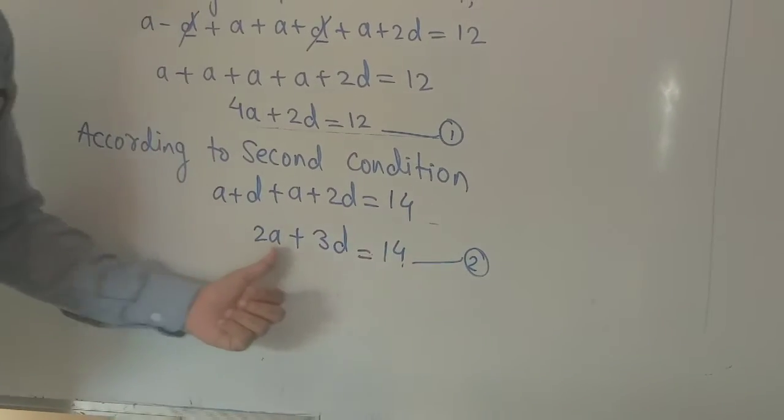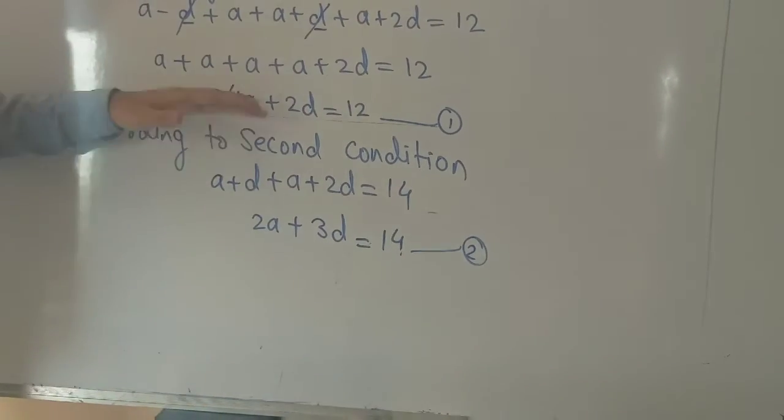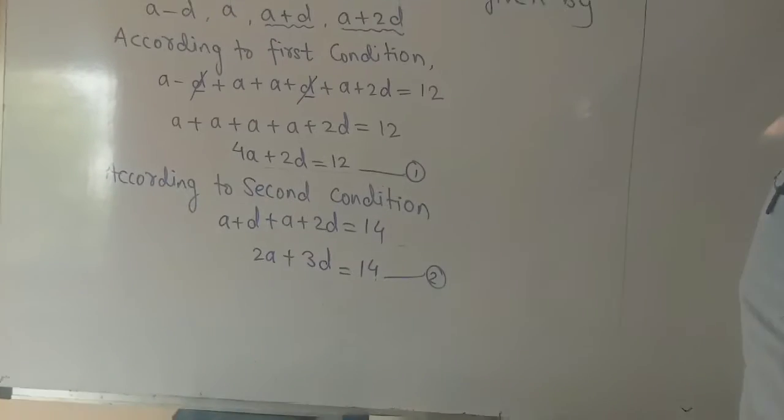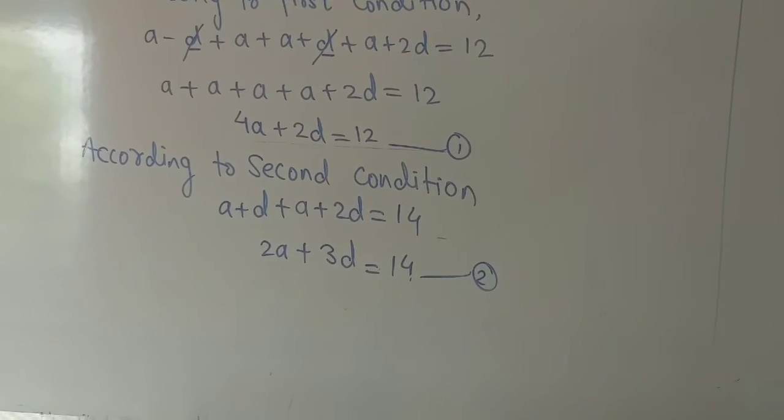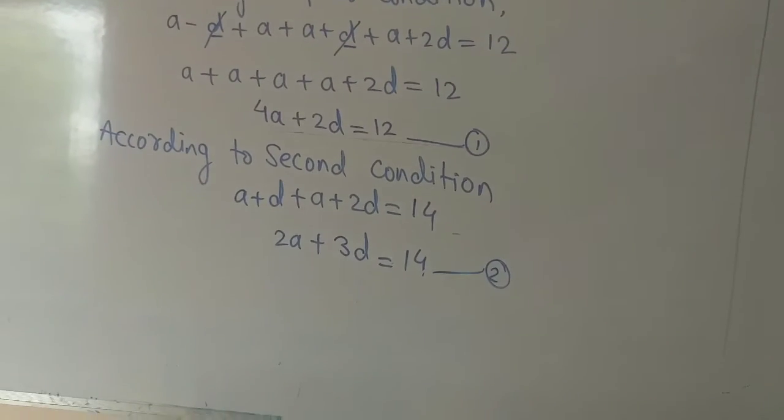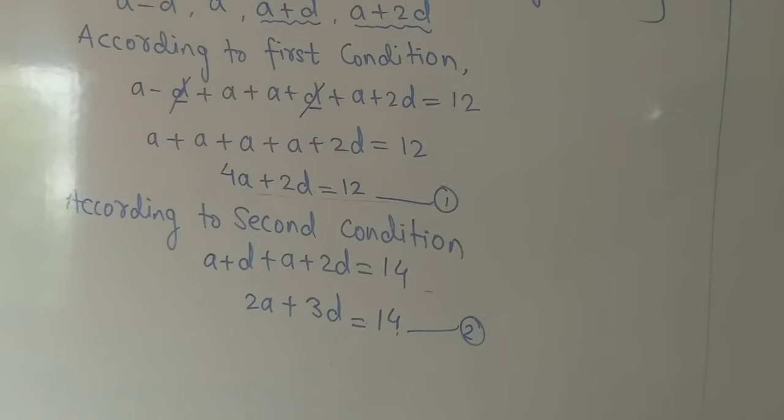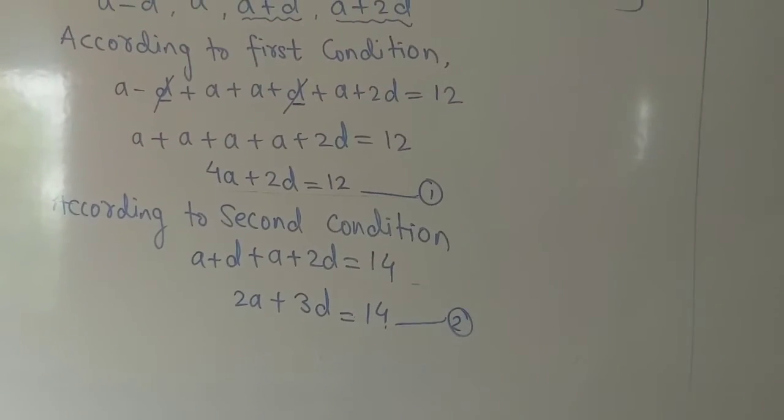Okay, so we have to multiply this equation by 2. So we will write this equation again here. Now you can see equation number 1 is 4a plus 2d equals 12. That is equation number 1. Second, you can see 2a plus 3d equals 14. That is equation number 2.